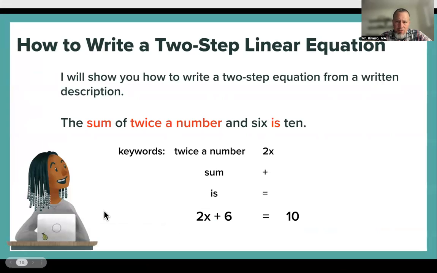Now, how to write a two-step linear equation. I will show you how to write a two-step equation from a written description. If they say the sum of twice a number and 6 is 10, you think 2x plus, so 2x plus 6 equals 10.